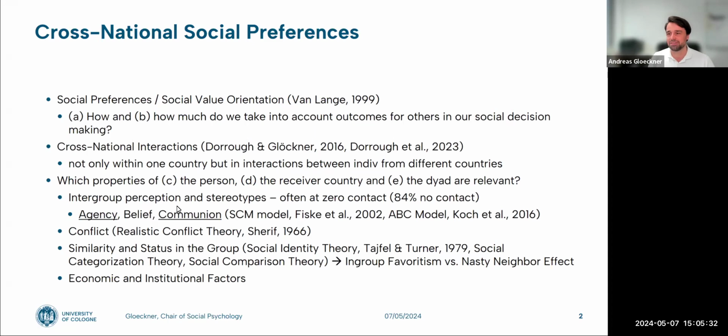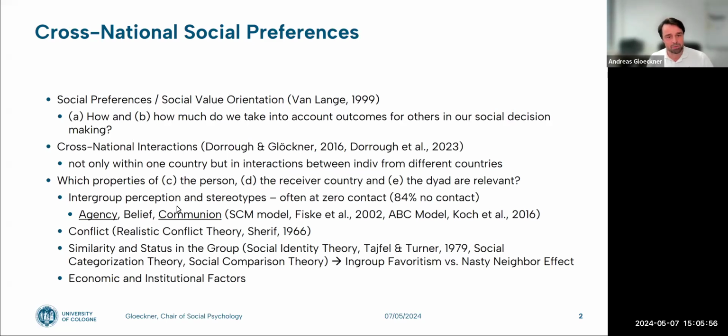The thing is, and we have this in the current study as well, that 85% of the people indicate that they didn't have any contact with people from the other country which they are interacting with here. So basically, it's not a decision based on experience. It's not a decision based on description. It's a decision based on some kind of stereotypes and beliefs and a quite complex structure.